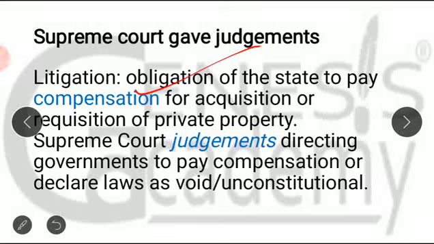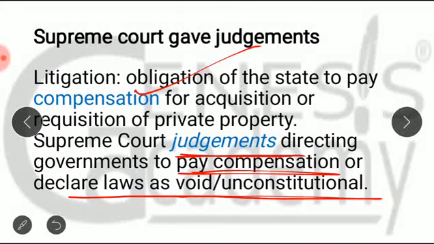How? Because right to property was a fundamental right, and when a person was deprived of his property through a law, through an act of the parliament or state legislature, these laws were in contravention with the fundamental rights, and the Supreme Court gave the judgments. The judgments were directed towards the government to pay the compensation, and some of the judgments were directed towards the laws, that the laws were declared void or unconstitutional because the laws for the acquisition of property were in contravention with the fundamental right to property.